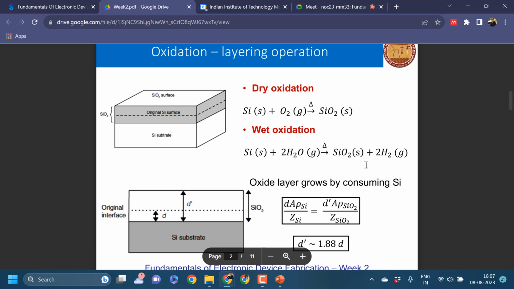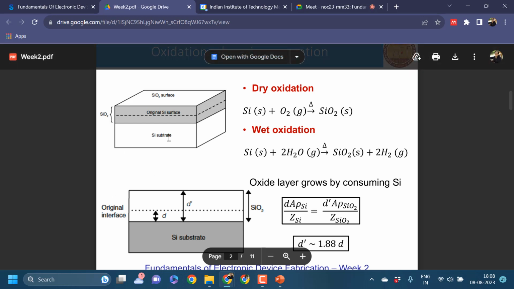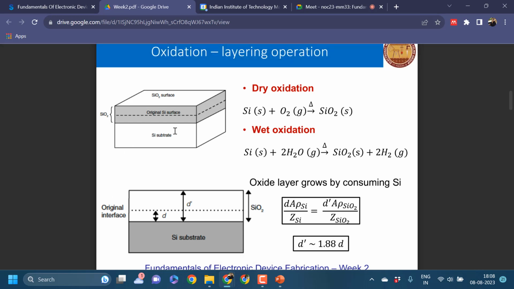Is it a grown layer or a deposition? It's a grown layer actually. Oxidation and nitridation come in film growth. Deposited layers come through CVD, thermal evaporation, sputtering, electroplating, etc. So oxidation is a type of grown layering operation, using the substrate itself: by consuming a part of the substrate, a new layer will be formed.